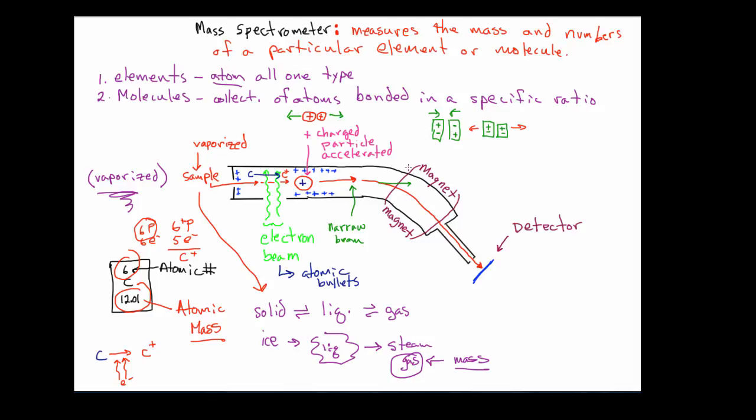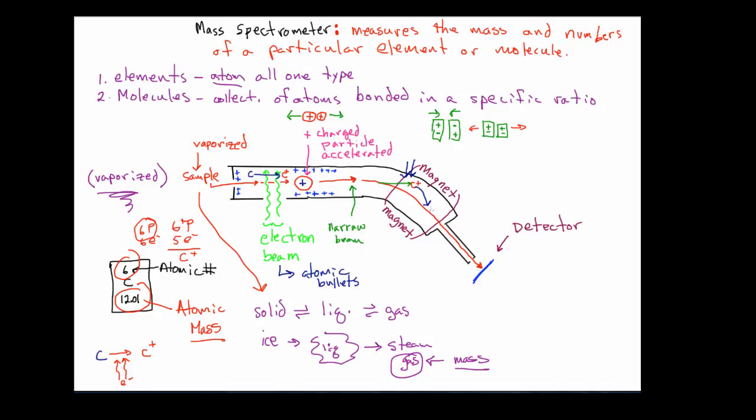So the magnetic force is set up so that it repulses the positively charged particle. And I'm going to show that with the blue arrows perpendicular like this. So the result is that the particle is going to be deflected.